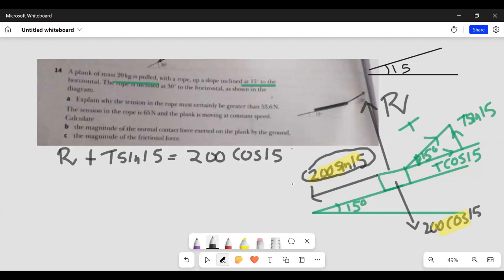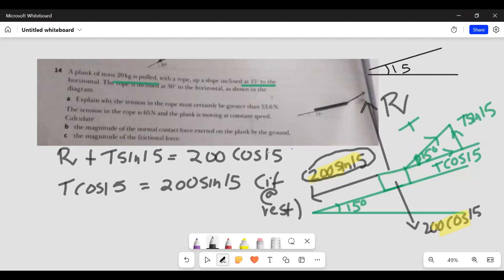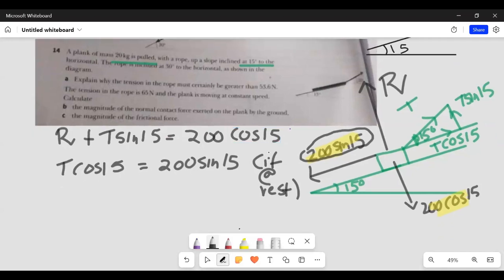Let's equate T cos 15 with 200 sine 15. So T cos 15 should be equals to 200 sine 15 if it's at rest. If it's not moving upwards, right? Only then we'll say that forward is equals to backwards. Otherwise, you will also have to use F equals MA. Forward minus backward is equals to MA. But we're assuming that it's at rest so that we can find the T so far. This should be equals to 53.6. Can you guys confirm?